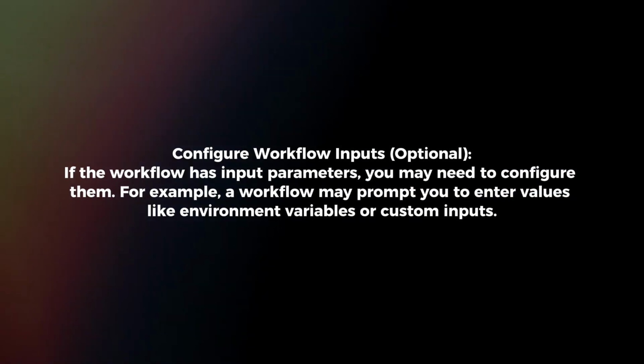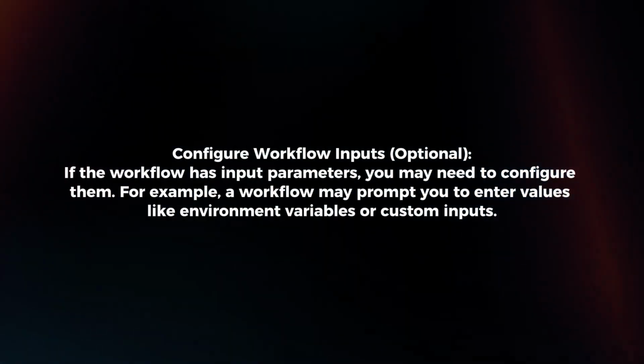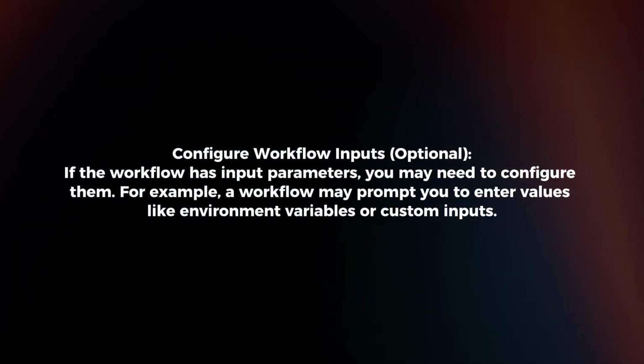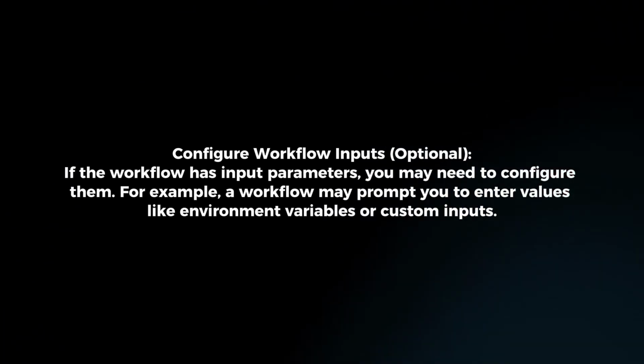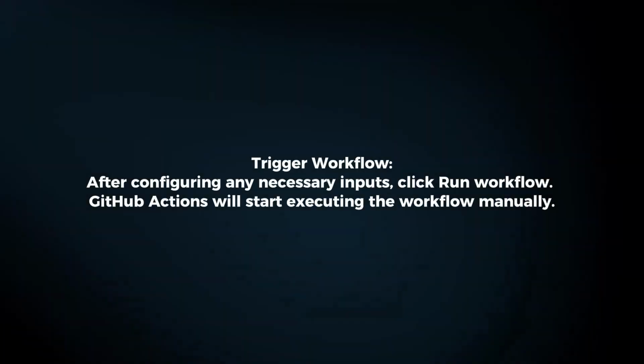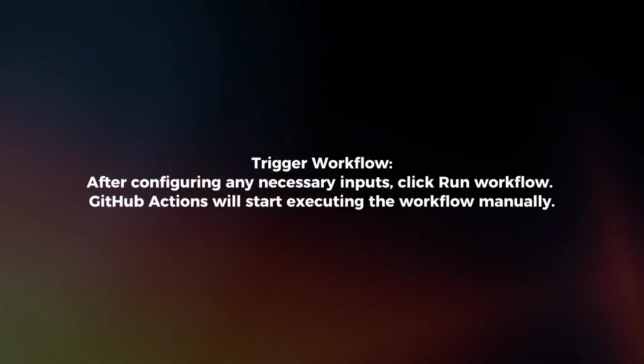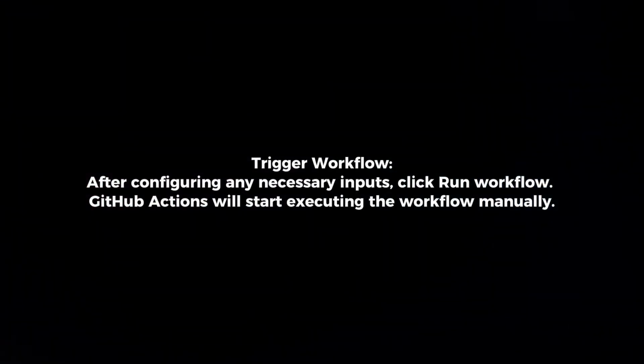Configure workflow inputs. If the workflow has input parameters, you may need to configure them. For example, a workflow may prompt you to enter values like environment variables or custom inputs. Trigger workflow. After configuring any necessary inputs, click Run workflow. GitHub Actions will start executing the workflow manually.